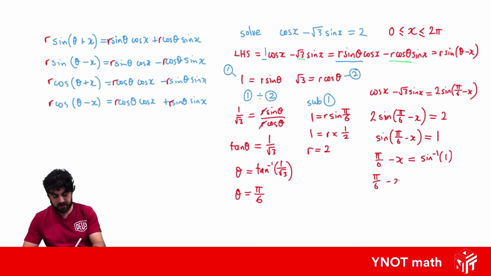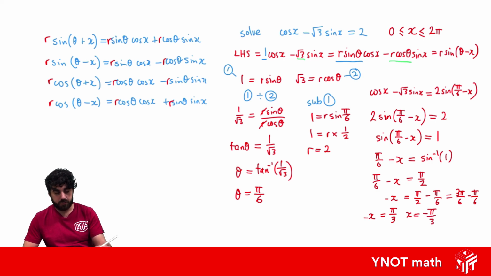So pi on 6 minus x equals the inverse sine of 1, which is just pi on 2. So we can minus pi on 6 from both sides. We get pi on 2 minus pi on 6, which is the same thing as 3 pi on 6 minus pi on 6. So we get minus x equaling 2 pi on 6, or pi on 3. So x equals minus pi on 3.